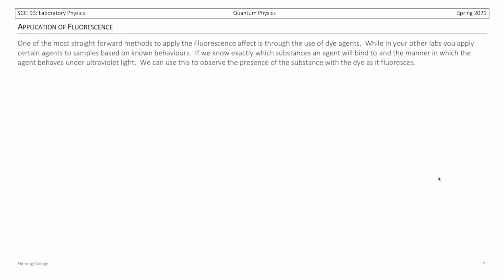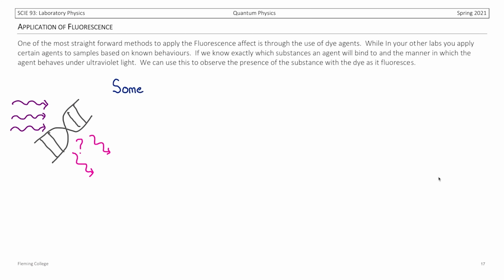Let's look at how we apply the fluorescence effect. Now, if I shine some ultraviolet light on a piece of DNA, the spectra emitted by the DNA, or the spectra that make it through, are actually quite complex. And a lot of the substances we look at, especially when it comes to DNA or organic compounds, are very similar spectrally. So it's difficult to use the fluorescence effect to determine different substances directly.